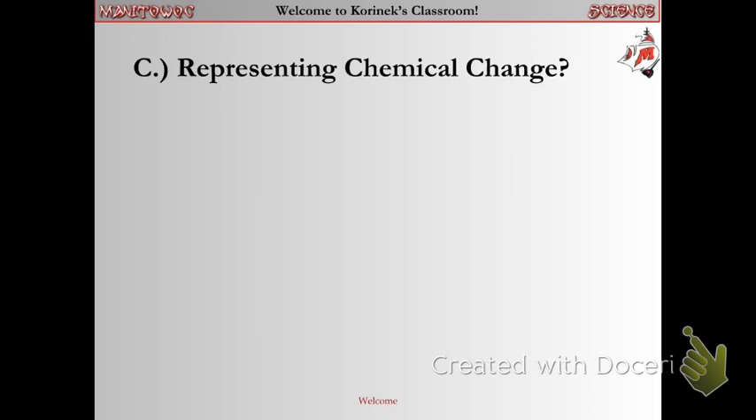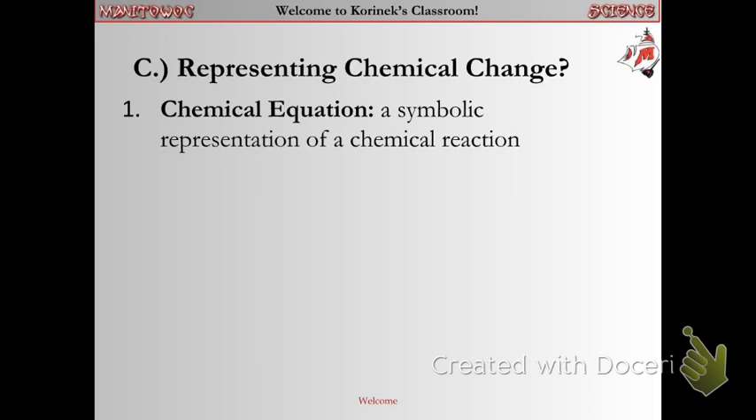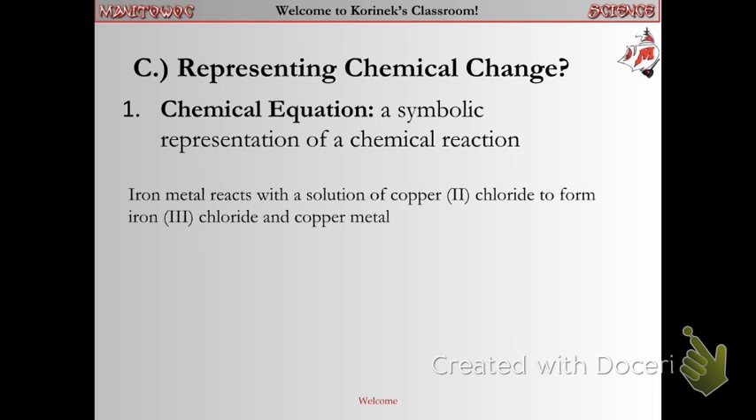So, representing chemical change, how do we do that? First of all, we use a chemical equation to do this, and I've kind of shown that with the physical change of silver nitrate, but we'll go more into depth right now. A chemical equation is simply a symbolic representation of a chemical change, and we're going to take a look at one of those right now.